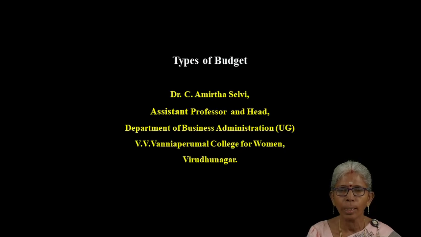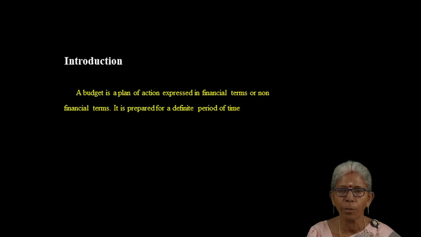Now we are going to discuss the types of budget. Before going into the types of budget, we should know what a budget is. A budget is a plan of action expressed in financial or non-financial terms. Financial means it is expressed in money. Non-financial means it may be expressed in units, tons, kilograms, etc. It is prepared for a definite period of time.